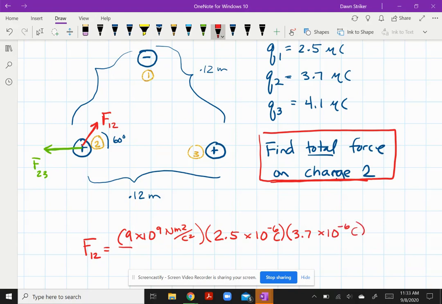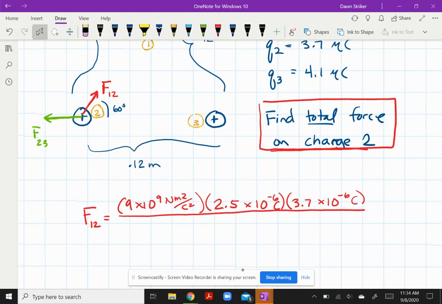You may need to look up what micro means or nano means if you're given some prefix that you're not sure of. And then I'm going to divide that by the distance between them, 0.12 meters squared. And I'm going to get that answer. I'm going to do that very quickly on my calculator right now.